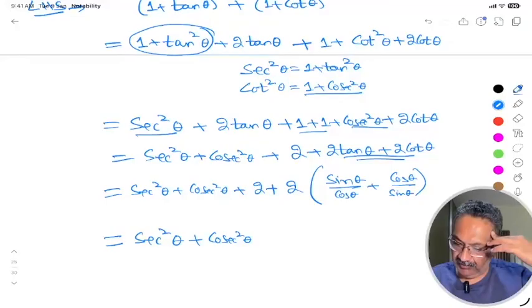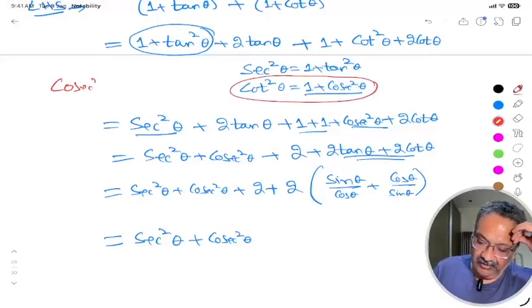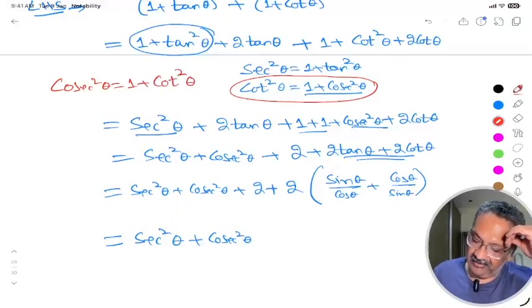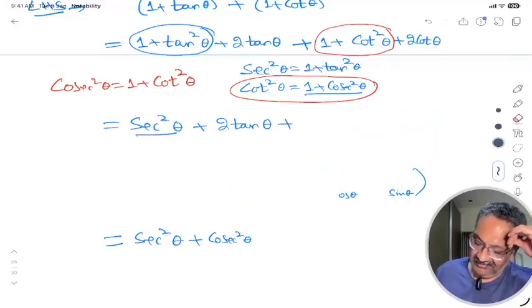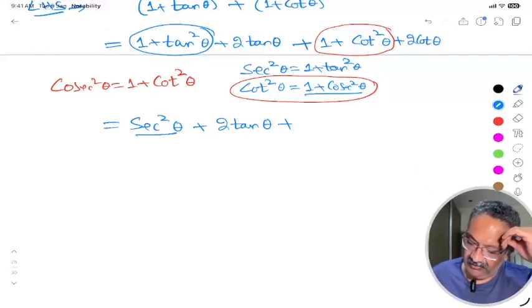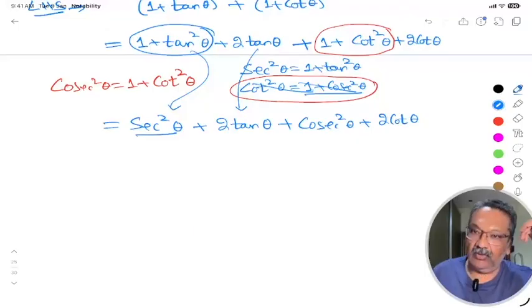I think I have made some mistake here. Okay, wait. This is wrong here. Cosecant square theta is equal to 1 plus cot square theta. So I get 1 plus cot square theta as cosecant square theta. So all this is wrong. Okay, we'll do it from here. So I've got 1 plus tan square theta as secant square theta plus 2 tan theta, plus 1 plus cot square theta as cosecant square theta plus 2 cot theta.